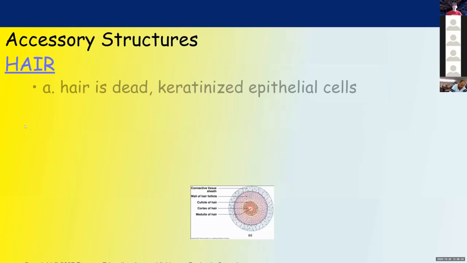So our first accessory structure that we're going to talk about is hair. So please write the words accessory structures and hair as the first one. The hair itself is dead, except for the very, very bottom of that hair shaft. It's made of keratinized epithelial cells. So it's almost like an extension of the epithelium that goes into the dermis.